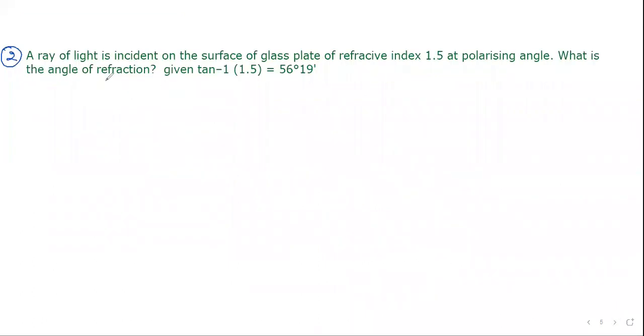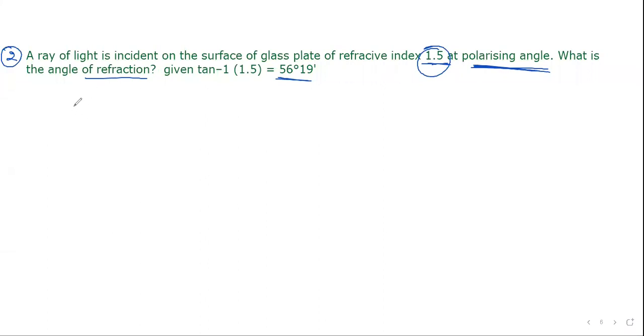Okay, next question like this. A ray of light is incident on the surface of a glass plate of refractive index 1.5 at the polarizing angle. What is the angle of refraction, given that tan inverse of 1.5 is 56.19 degree? So the refractive index is given, and the polarizing angle is given, and we have to find the angle of refraction.